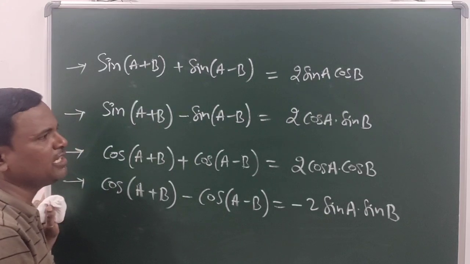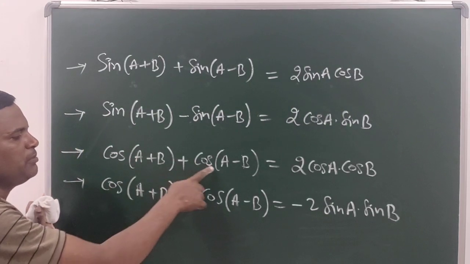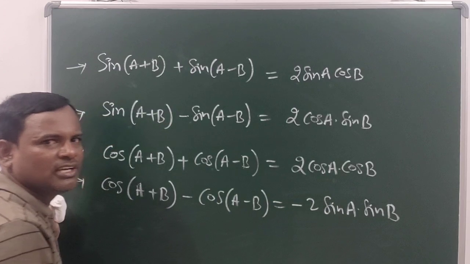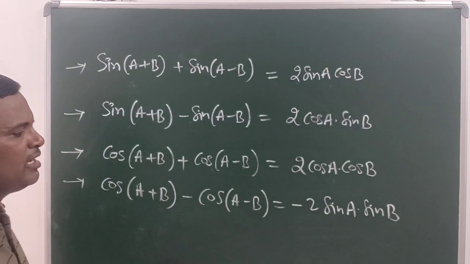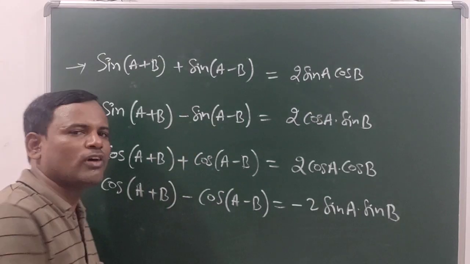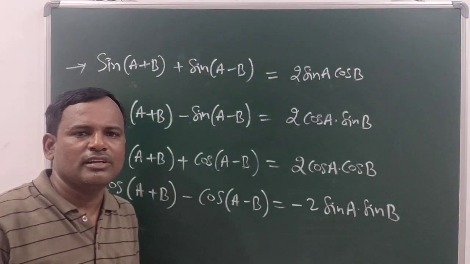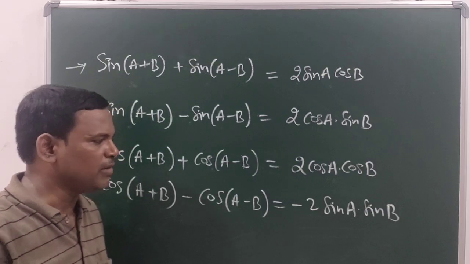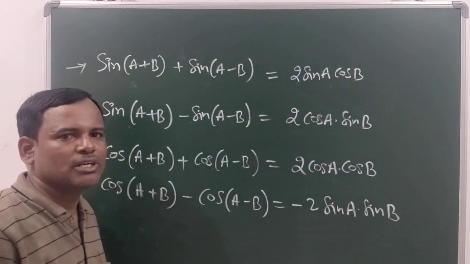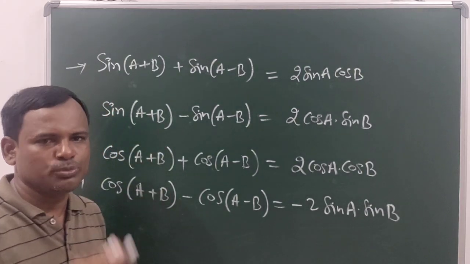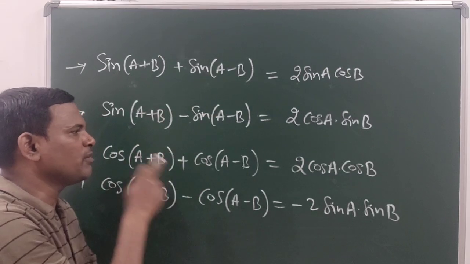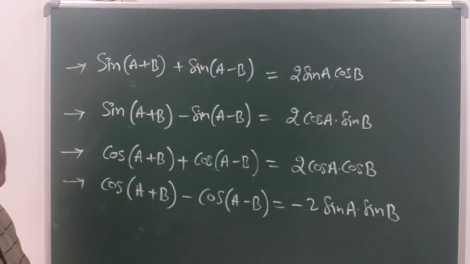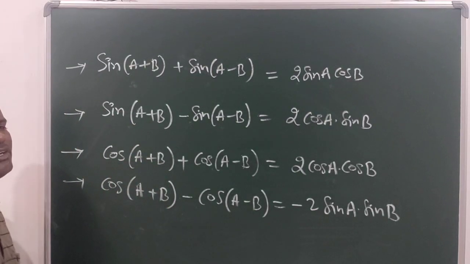is equal to 2 cos A sin B. Cos A plus B plus cos A minus B equal to 2 cos A cos B. Cos A plus B minus cos A minus B equal to minus 2 sin A sin B. So from these four formulas, we will get the transformations of trigonometry formulas. So in that chapter, I will explain you their proofs. There also we will get 4 formulas. Those 4 formulas will come from these 4 relations only. Very, very important. Remember these 4 formulas.